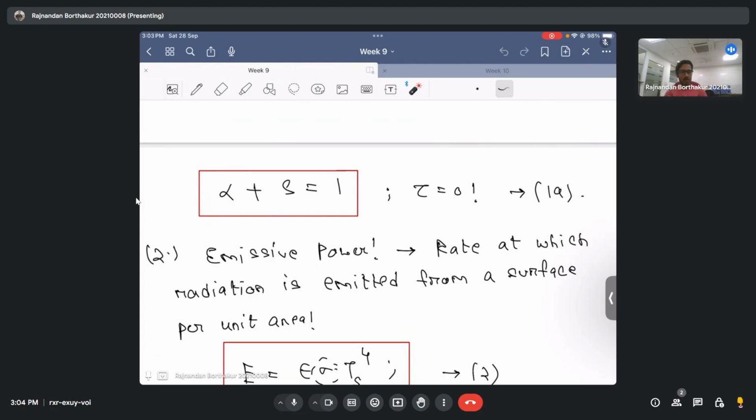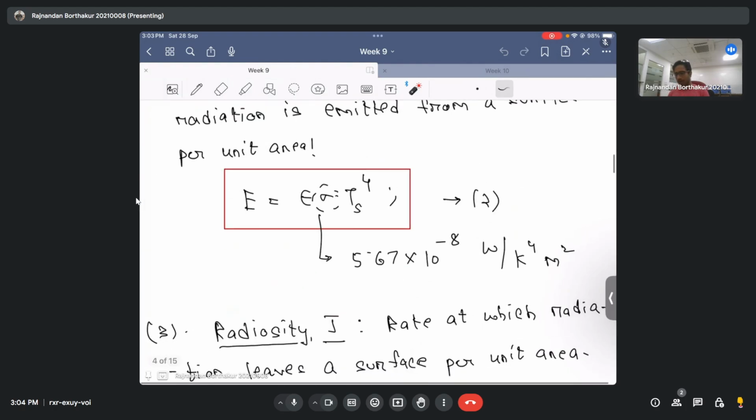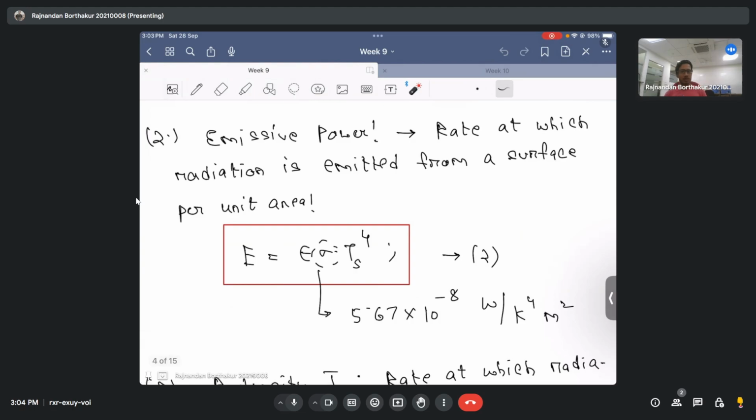Then we looked into the emissive power, which is defined as the rate at which radiation is emitted from a surface owing to its own temperature, per unit area. Using the famous Stefan-Boltzmann relation, the emissive power of any surface is related to the fourth power of its absolute temperature, where Ts is the surface temperature, and it's the absolute temperature that we are looking at here. If we remove the proportionality, the constant is known as the Stefan-Boltzmann constant, with a magnitude of 5.67 times 10 to the power minus 8, with the unit watt per meter square Kelvin to the power 4.